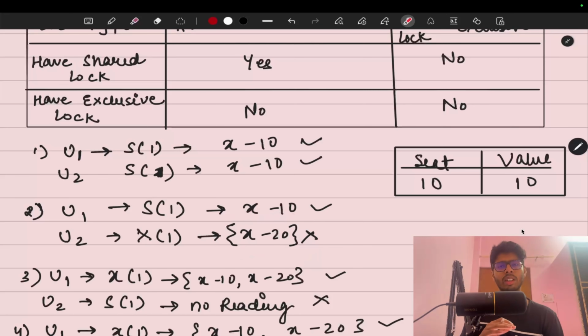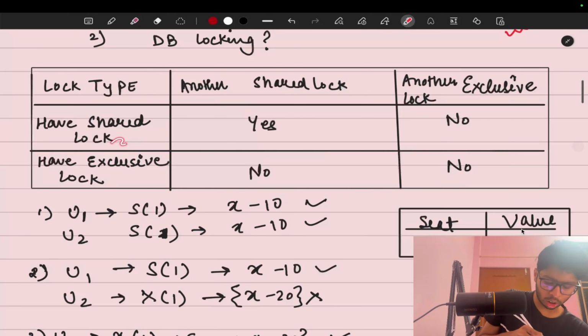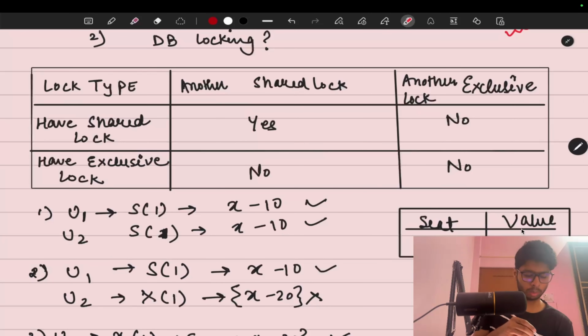So the DB will say that it is not allowed, you cannot do it, because someone is reading the value x equals 10, and it will cause the problem of dirty read, because the value has changed from x equals 10 to x equals 20. That will cause a problem in the system. So this is not possible. When I am having a shared lock, no one can take an exclusive lock on that particular row.